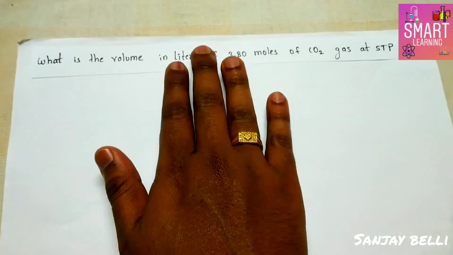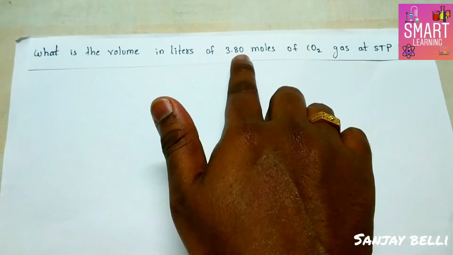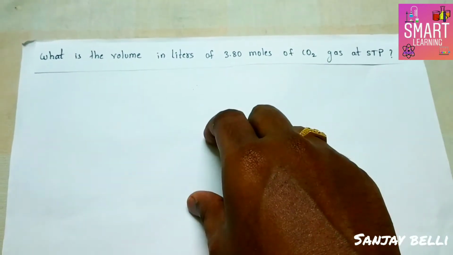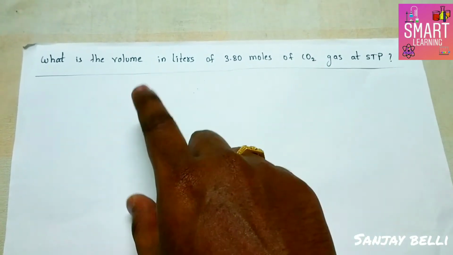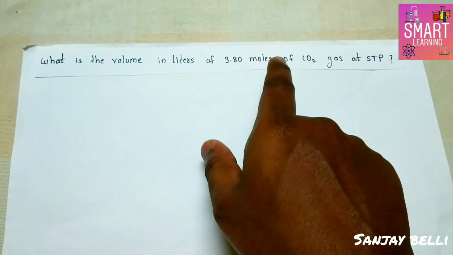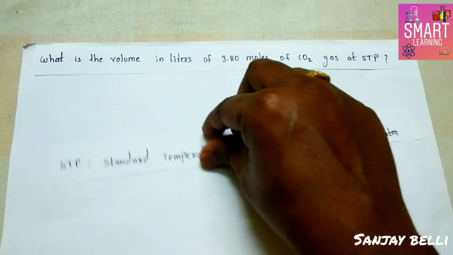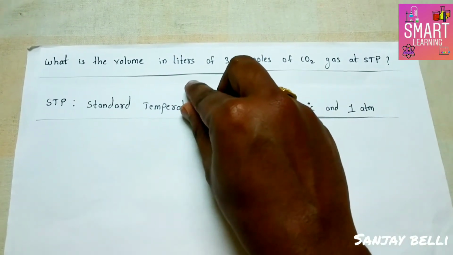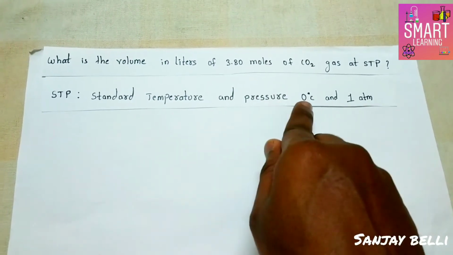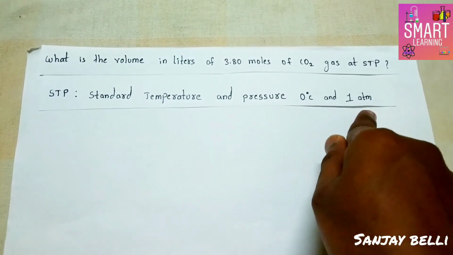The first problem: what is the volume in liters of 3.80 moles of carbon dioxide gas at STP? So now we have to find the volume in liters. It was given as moles. First of all, what do you mean by STP? STP refers to standard temperature and pressure, that is at 0 degrees Celsius and 1 atmosphere.